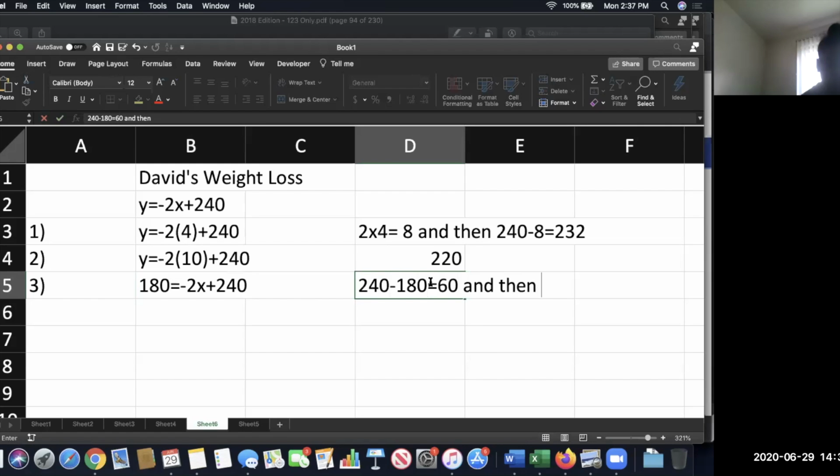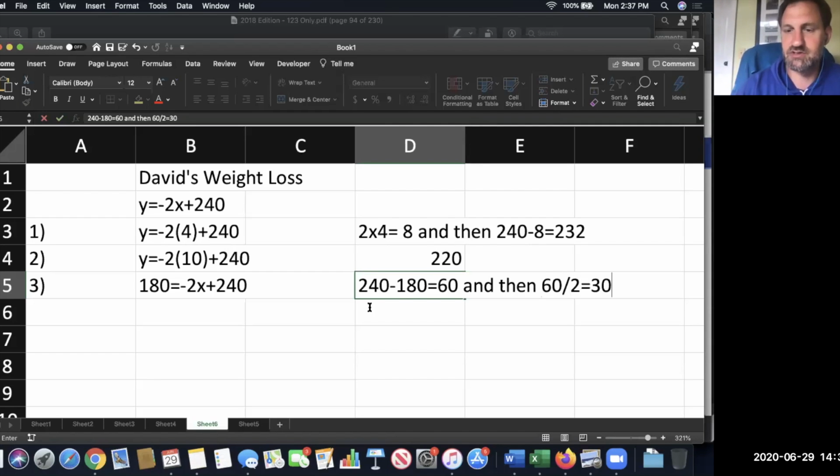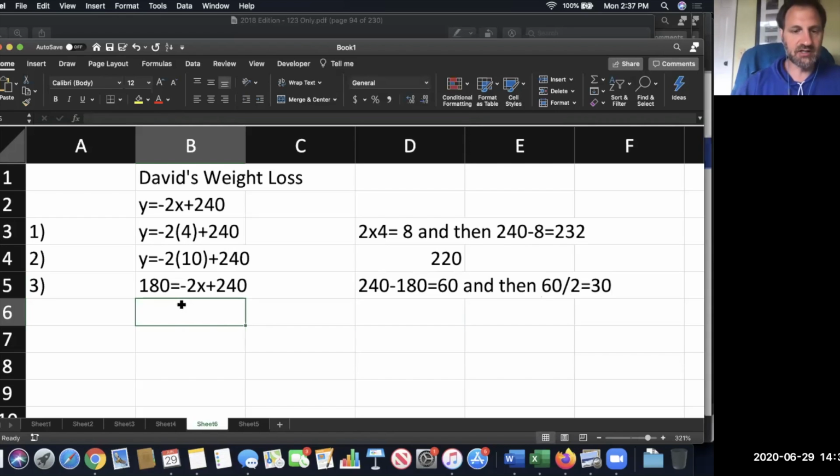Divide by, yeah, go ahead. Yeah, divide by 2, because you're going to lose 2 pounds a week. So how many 2-pound weeks do you have to do to get to the answer? The answer is 30. Algebraically, what does that look like?